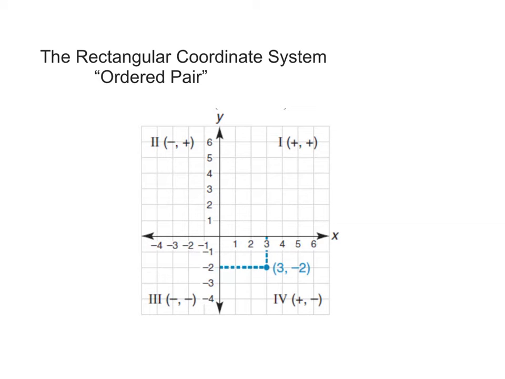For this sample point, x equals 3, which means we're going to move 3 units to the right. In this point, the y-coordinate is -2, so we'll move 2 units down. This gives us the point (3, -2), which happens to lie in quadrant 4.